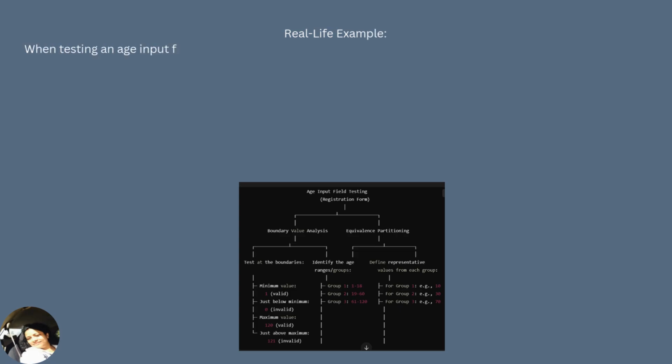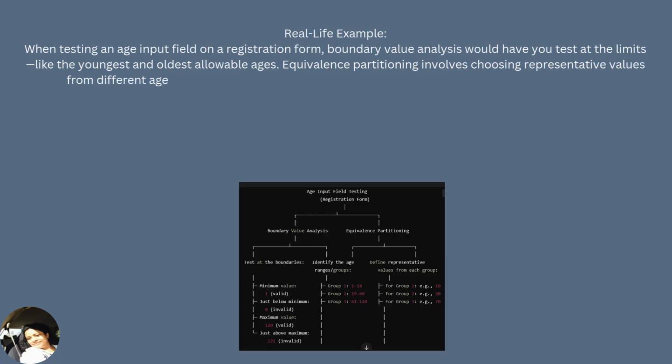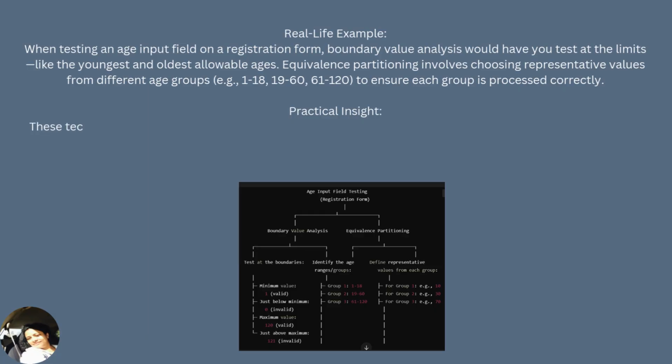When testing an age input field on a registration form, boundary value analysis would have you test at the limits, like the youngest and oldest allowable ages. Equivalence partitioning involves choosing representative values from different age groups, for example, 1 to 18, 19 to 60, or 61 to 120, to ensure each group is processed correctly.